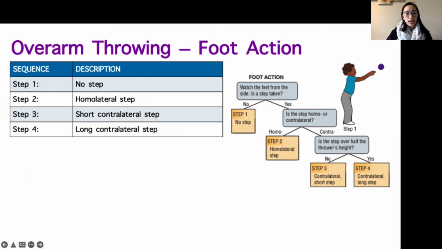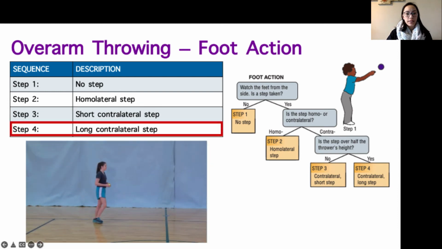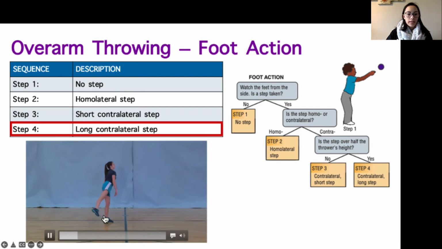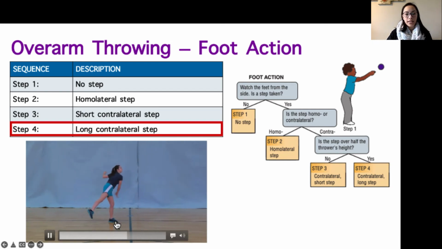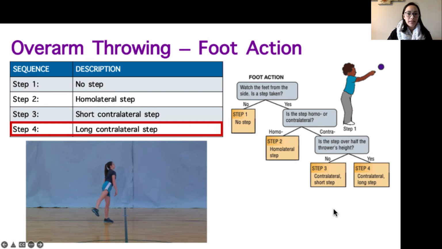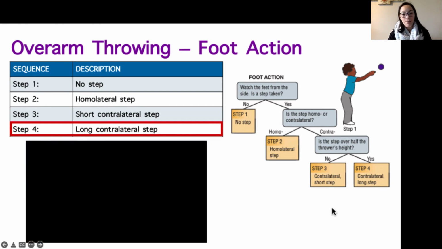In contrast, we could have a long contralateral step, which is over half of the thrower's height or approximated. Okay. So you could see this step is a little bit longer. But I like to show this example because if you compare this video to the previous video, some people might not think that there's that big of a difference between a short and long step. So again, this classification is a little bit more subjective to whoever's doing the observation. But usually I grade kind of loosely on foot action between steps 3 and 4 because of that reason.